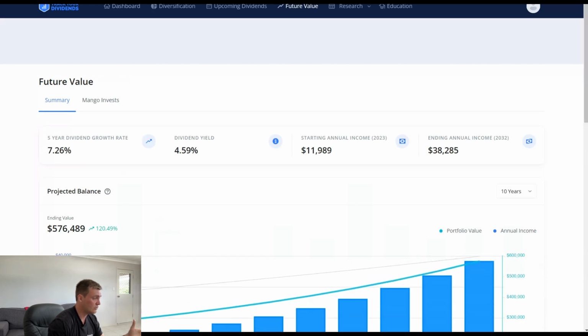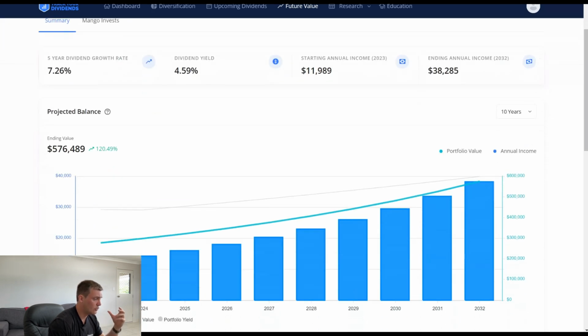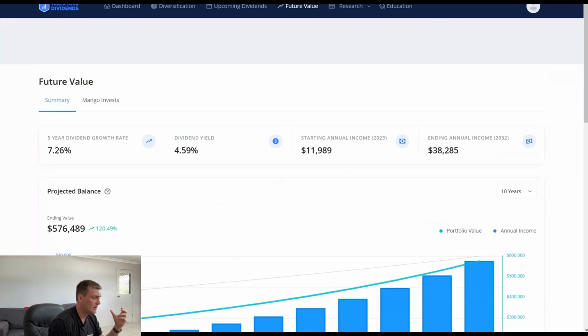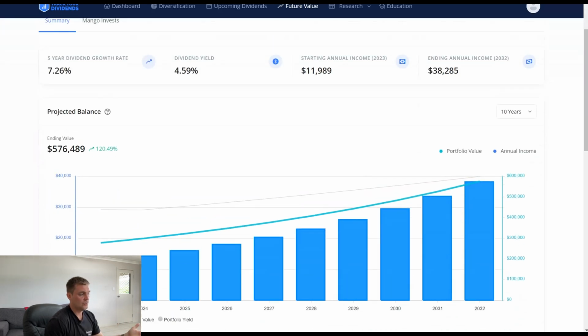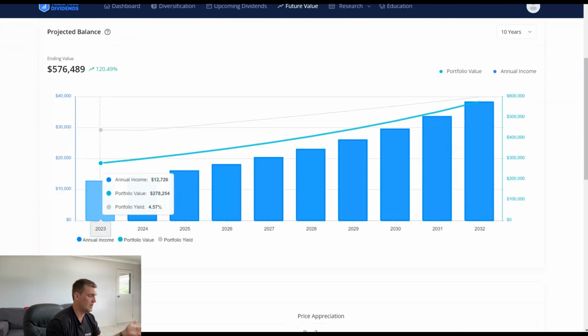This is a really cool feature. So here it's got the total portfolio value that I've started out with, the dividends per year that I get currently, which is $11,989. The current dividend yield that I've got is 4.59%, and then it actually tells you how much money you're forecasted to get. So in 2023, the portfolio value would be $278,000 at the end of 2023.